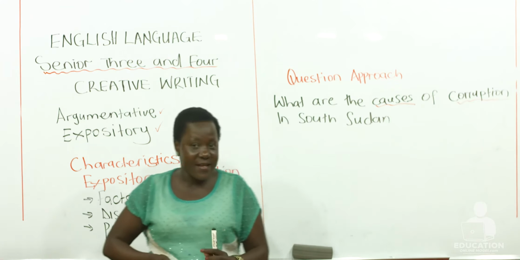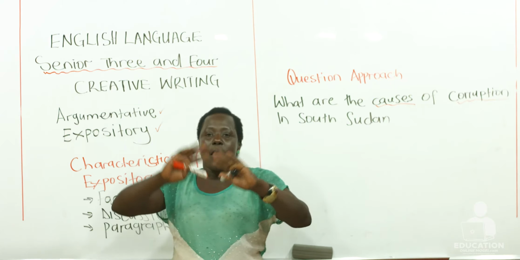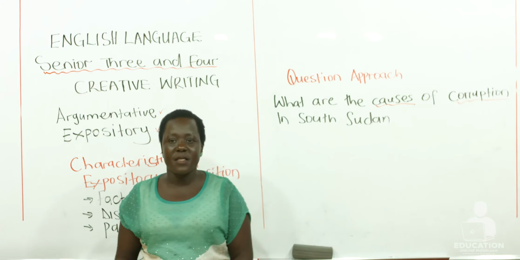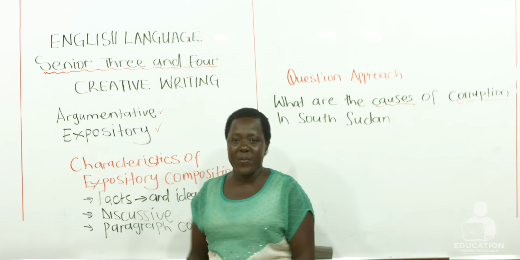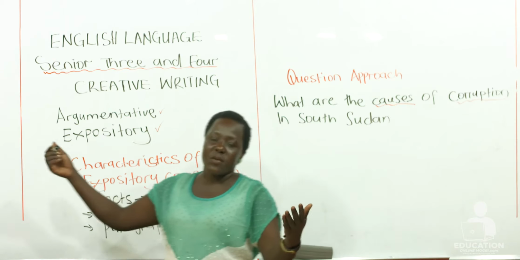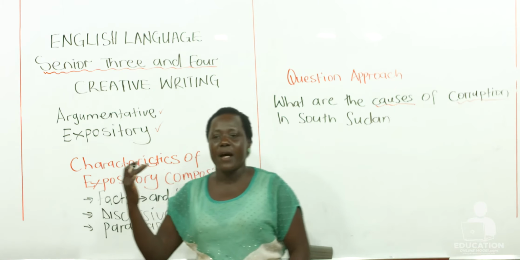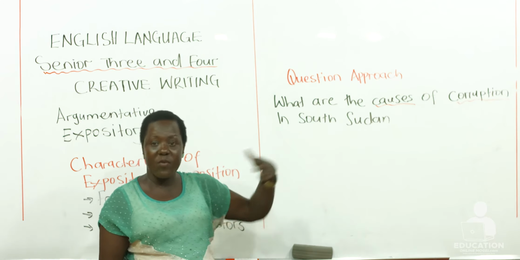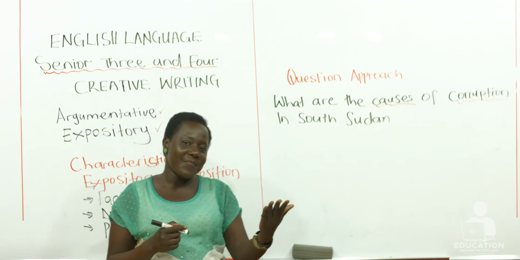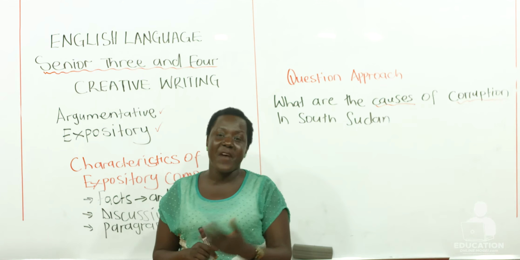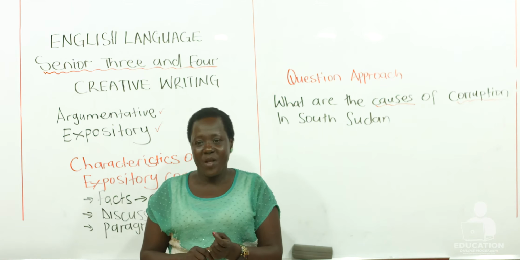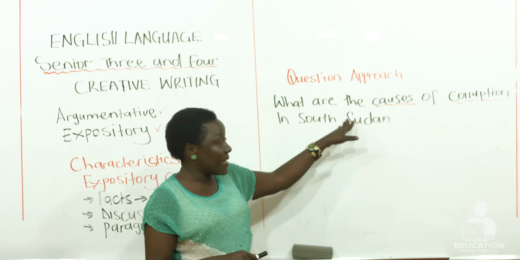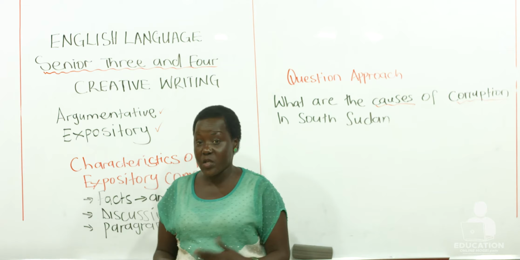Now, if the question says in South Sudan, don't give examples from the rest of Africa. In most cases, when students see questions like this on expository, they begin to write about corruption in Zimbabwe, corruption in Uganda. You would have gone off track. So you will lose marks for nothing. Instead of getting 15 out of 15 or 14 out of 15, you will end up getting 0.5 out of 15, or even 0.0. Because if you are asked to write an expository and you are narrating a story, it is already wrong.